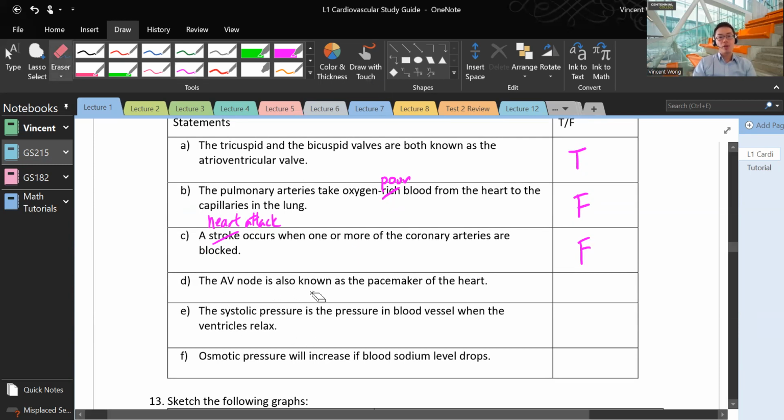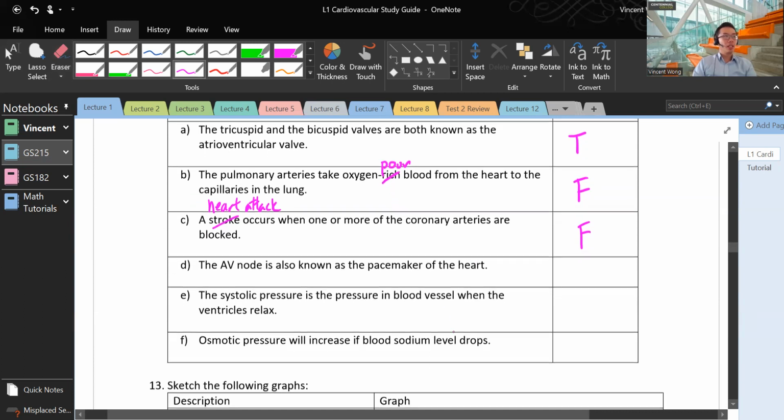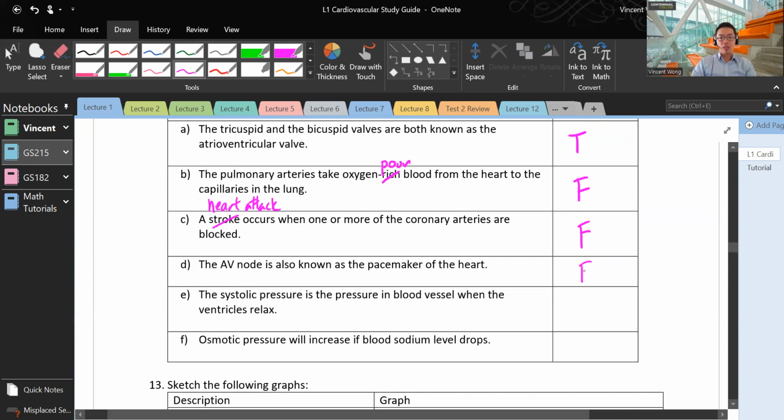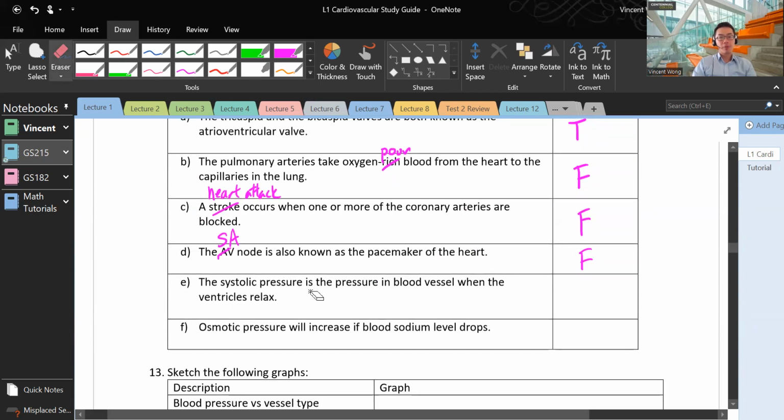The AV node is also known as the pacemaker of the heart. That is not true. It's supposed to be the sinoatrial node, SA node. Next one. Systolic pressure is the pressure in blood vessel when the ventricles relax. Right? False. When the ventricles contract. When it's relaxed, the pressure is called diastolic pressure. Systolic is for contraction. Diastolic is for relaxation.